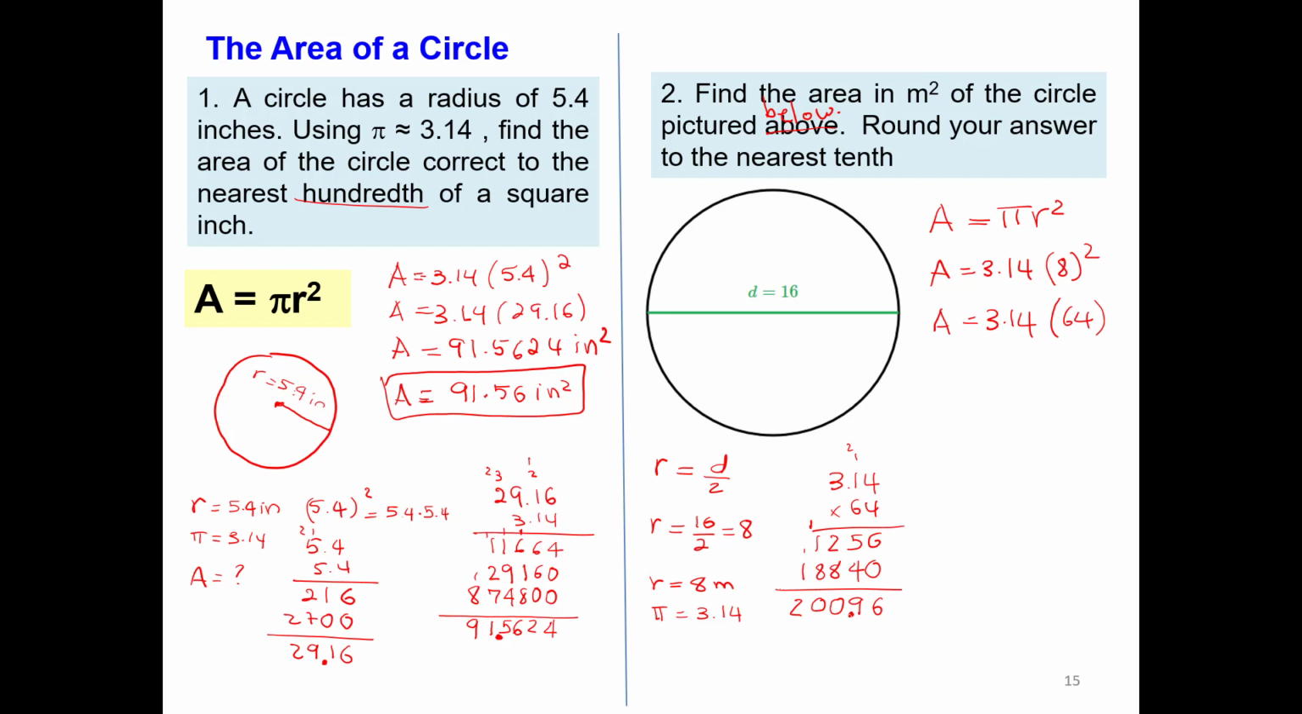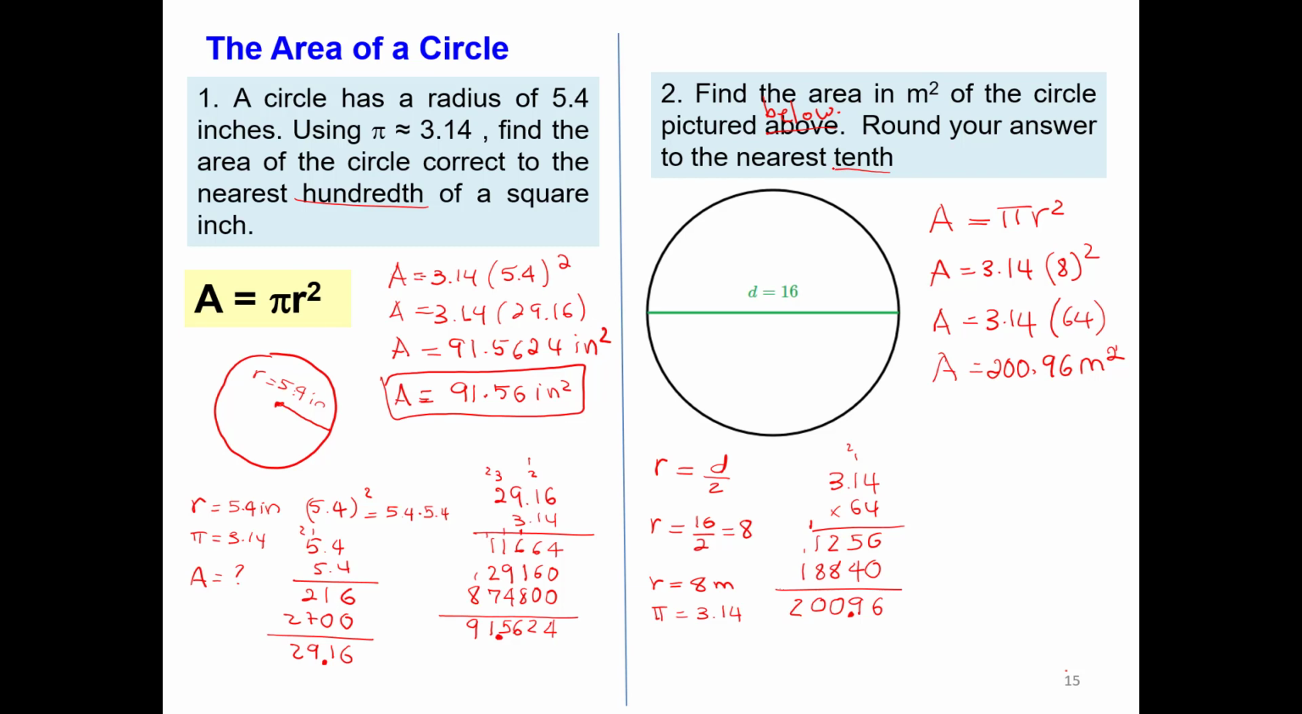Now we can just multiply here. We need to write the answer here. It will be 200.96. Yes, this will be it. And now we need to write the units, square meters, because it's the area.